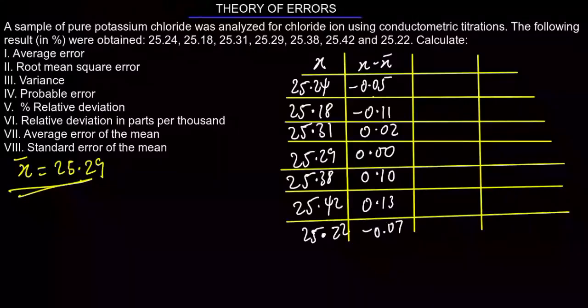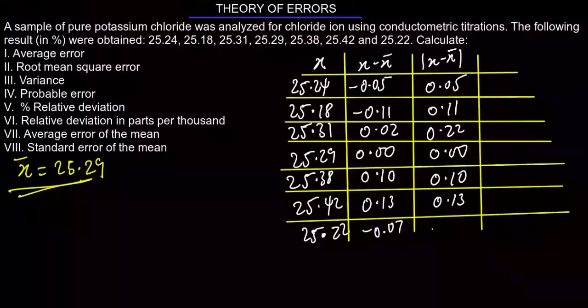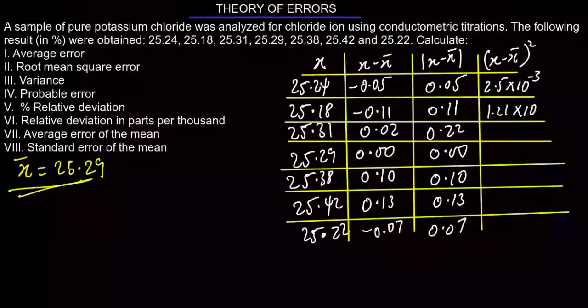After having this, the next thing is for you to get your absolute value, that is the absolute value of x minus x bar. Anywhere you see minus, just change it to plus. I just need the main value: 0.00, 0.10, 0.13, 0.07. Now the next thing is to get x minus x bar squared. Funny enough, when you square this, the minus will go away. So 0.05 squared gives me about 2.5 times 10 raised to the power minus 3. Also, 0.11 squared gives me 1.21 times 10 raised to the power minus 2.